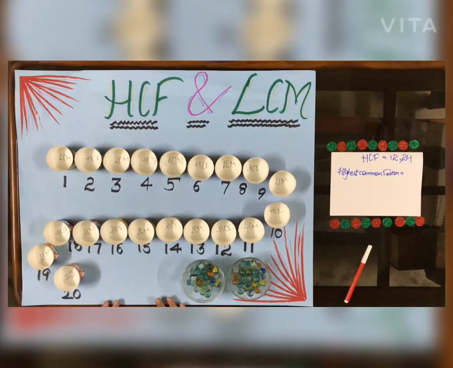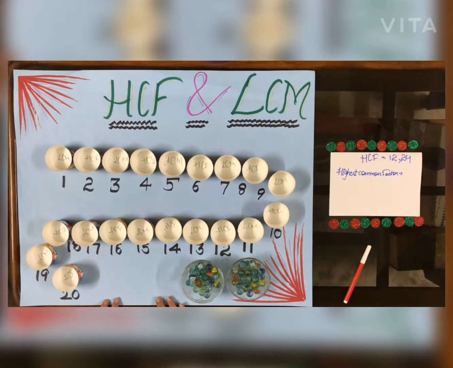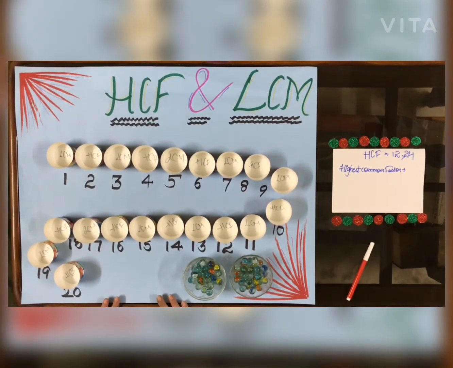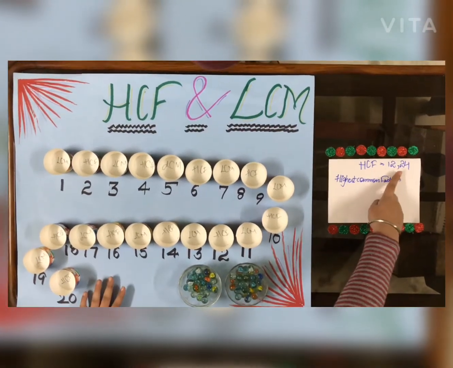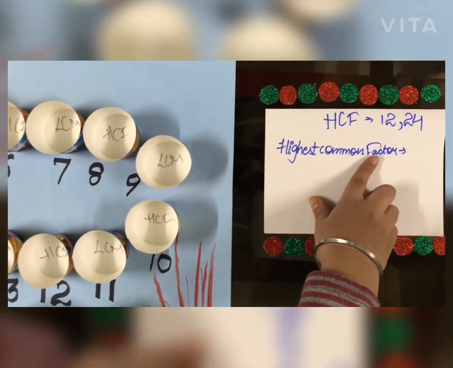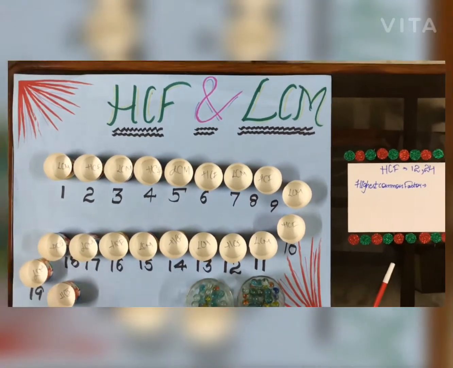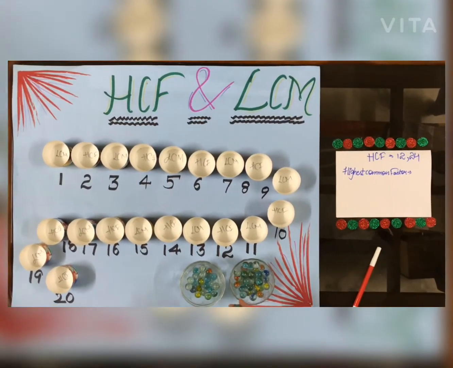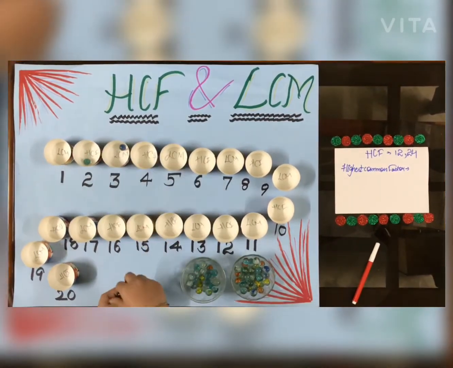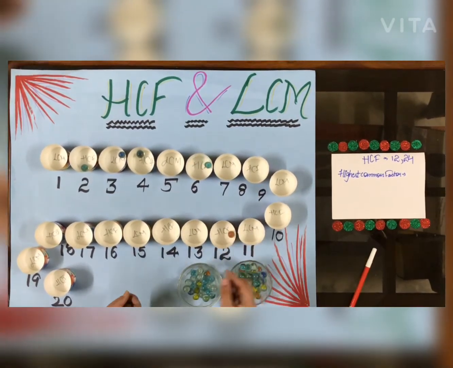Now in this, again we will find HCF using the same method, just we will put the balls in the factors of 12 and 24, which is written on this paper, and according to that we will find HCF. Let's start. Again, to take some balls, factors of 12 are 2, 3, 4, 6 and 12 itself.